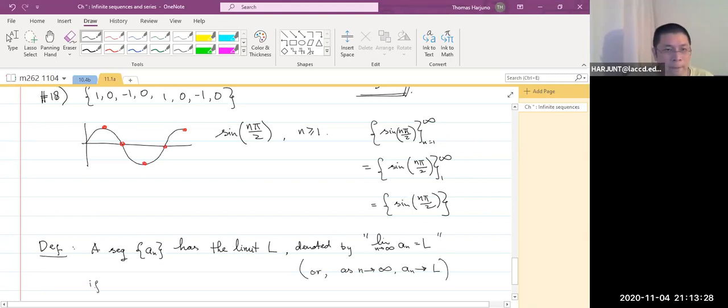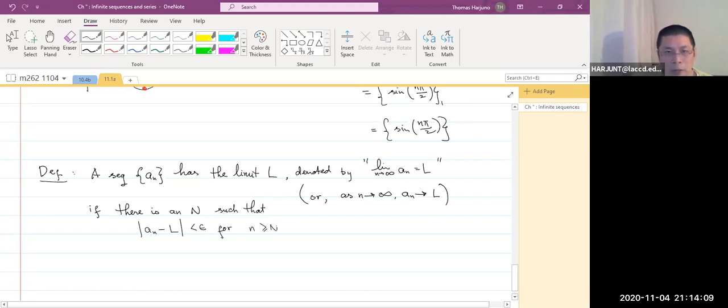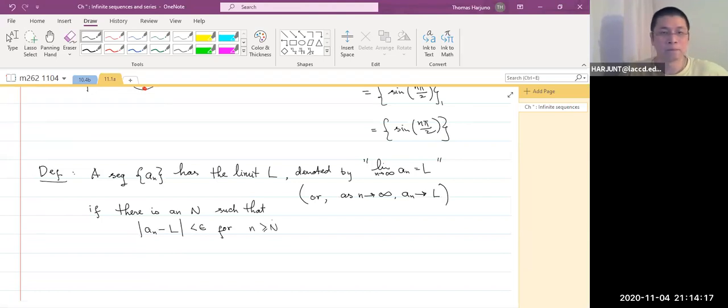If there is a number N such that the distance from the nth term and L is less than epsilon for any n greater than that number N. If, for every epsilon.